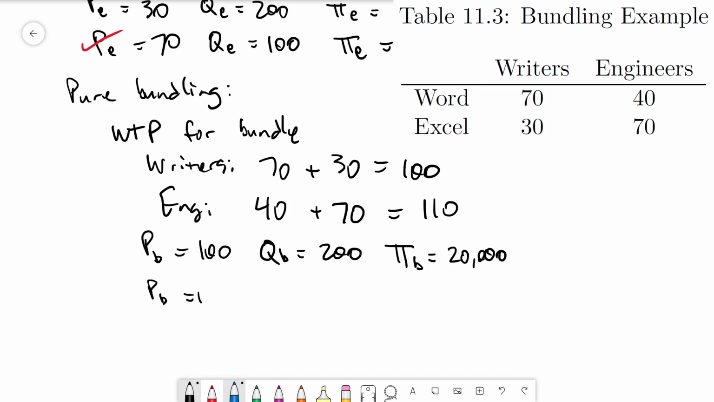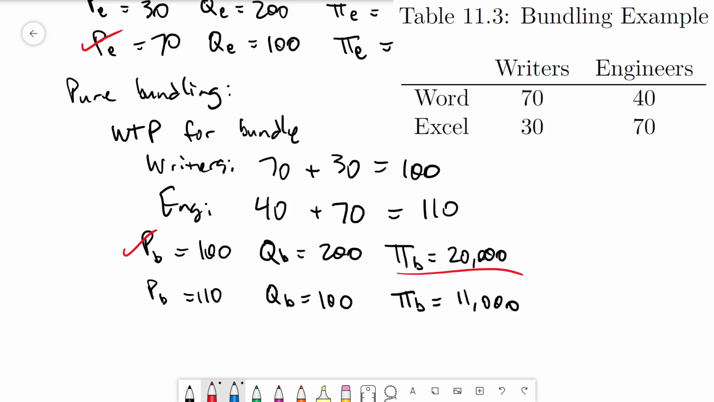If we price the bundle at 110, we're going to sell to just half of the market, just the engineers, which will give us a total profit of 110 times 1,000, which is 11,000. The clear winner here is pricing at 100, where we get a total profit of 20,000. Comparing that back with the 15,000 we got from pure components, we can see that we do better by bundling.